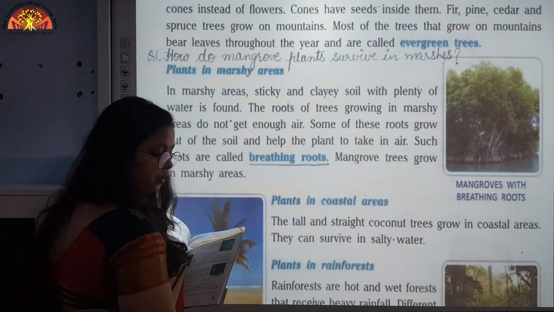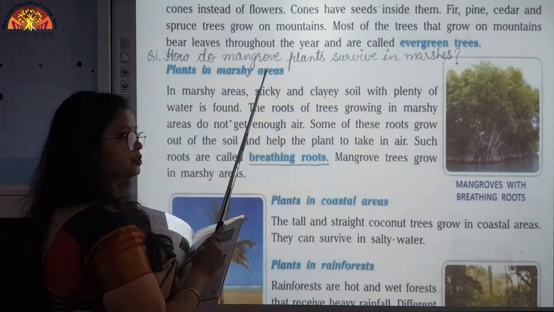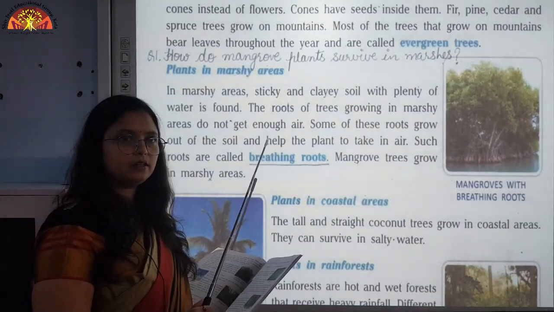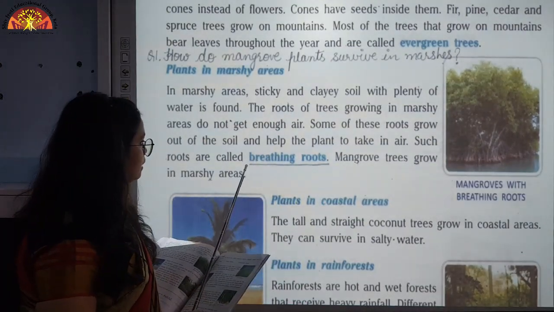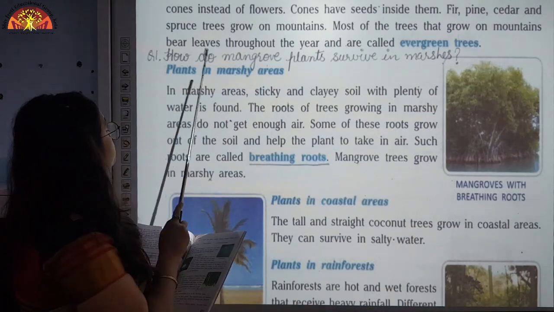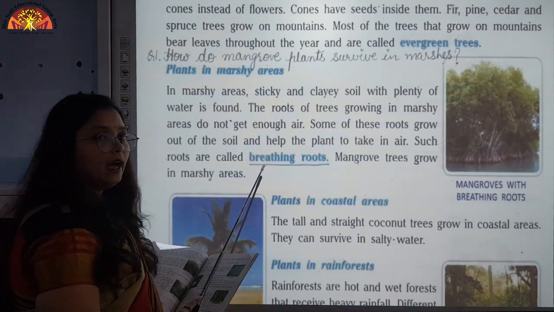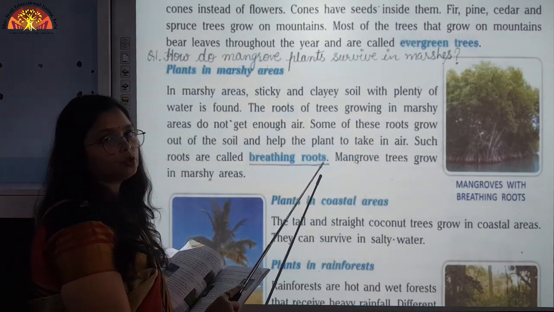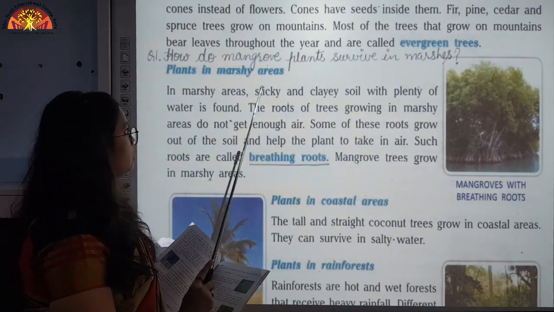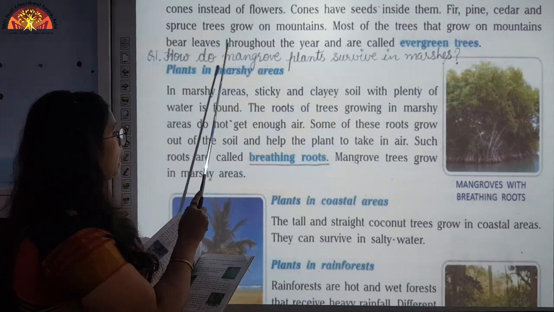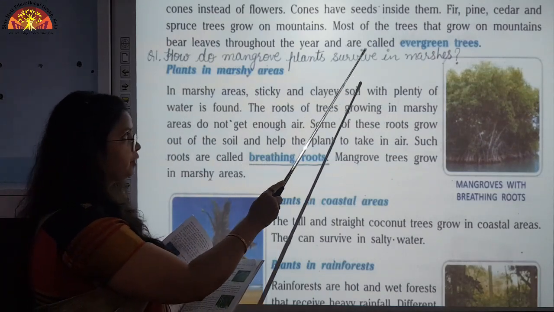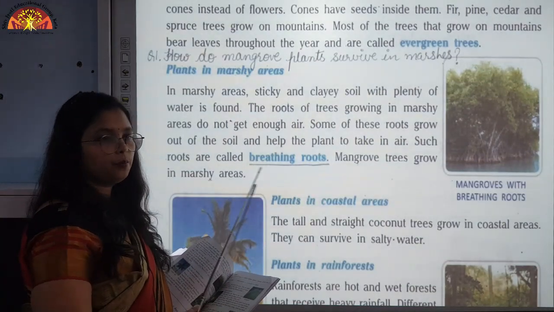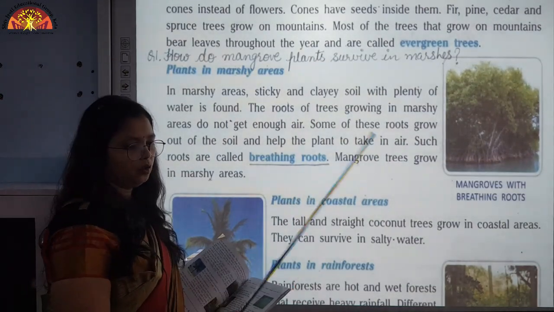write the question over the paragraph plants in marshy areas, because it is related to the same paragraph and the answer is given in the same paragraph. You can underline the answer over here, that because they have breathing roots. So you underline the words breathing roots, you can see in your books. Write the question, how do mangrove plants survive in marshes, and the answer is because they have breathing roots. So mark breathing roots over here, okay.